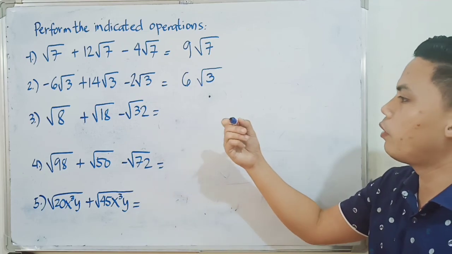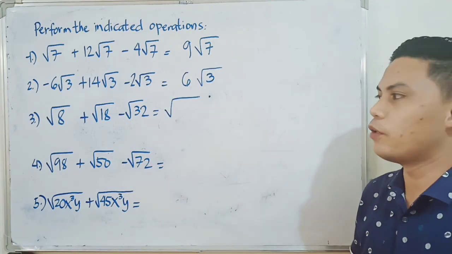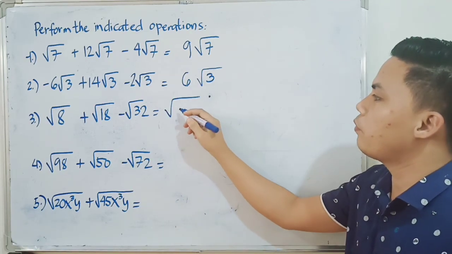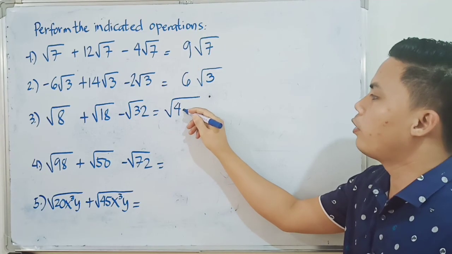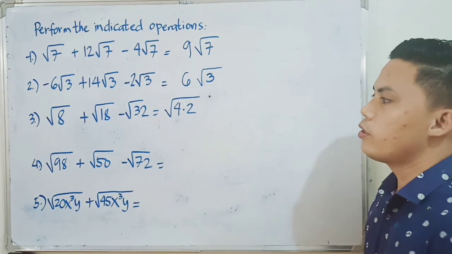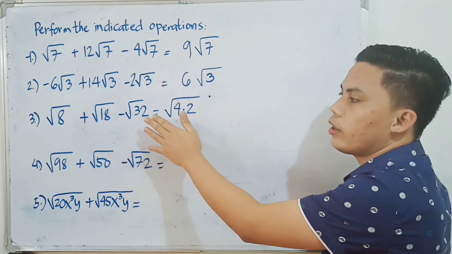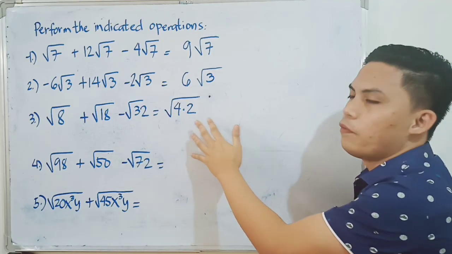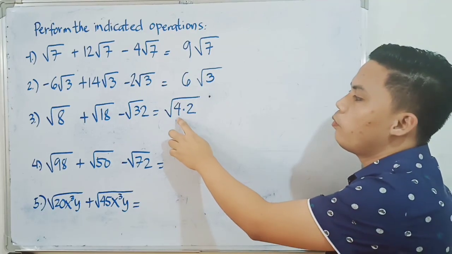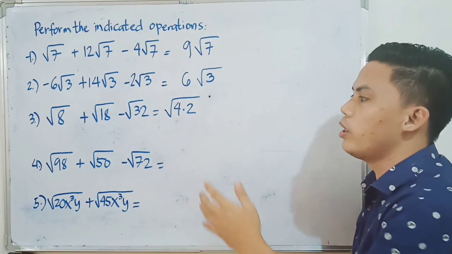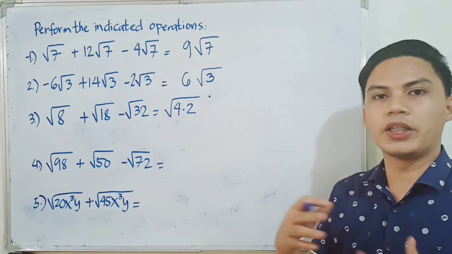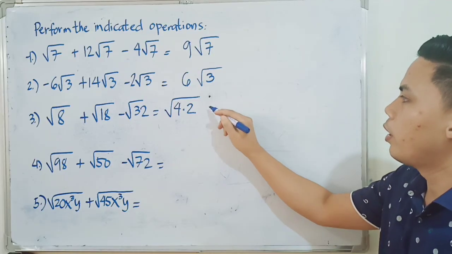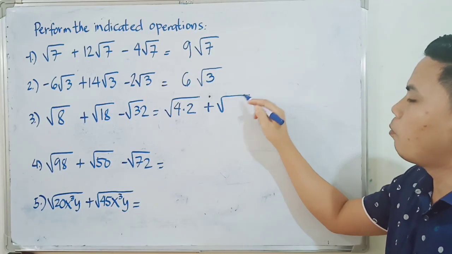So let's have square root of 8. We can get now the factors of 8. The factors of 8 are 4 and 2. Again, the nth root of a given number is also the nth root of the product of its factors. As we all know, we make sure that one factor is a perfect square so that we can extract it later on. Last, how about 18?